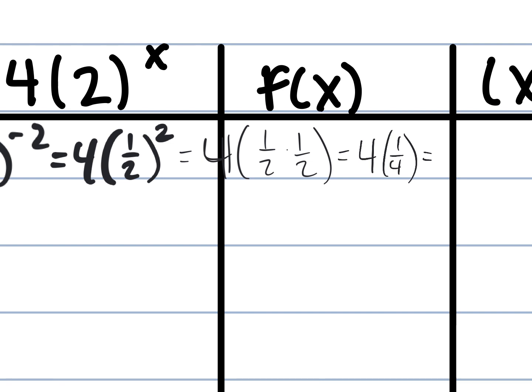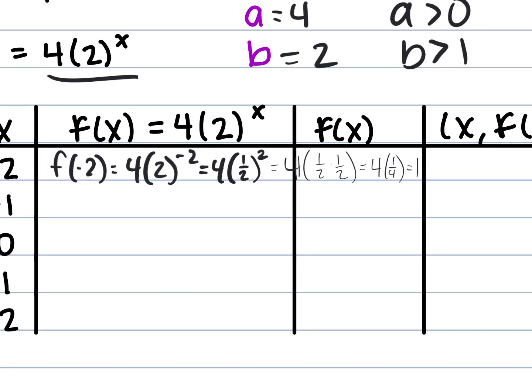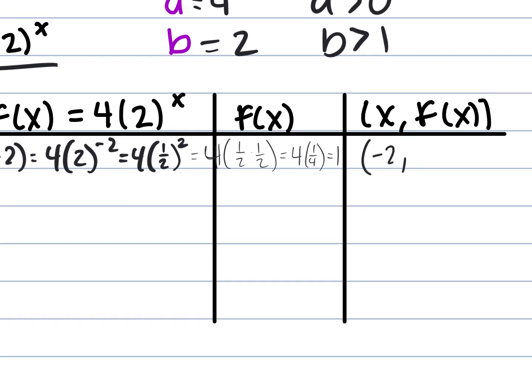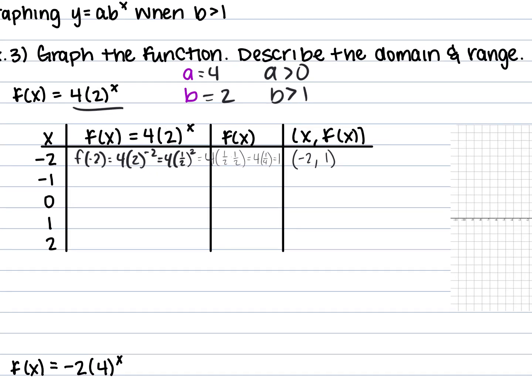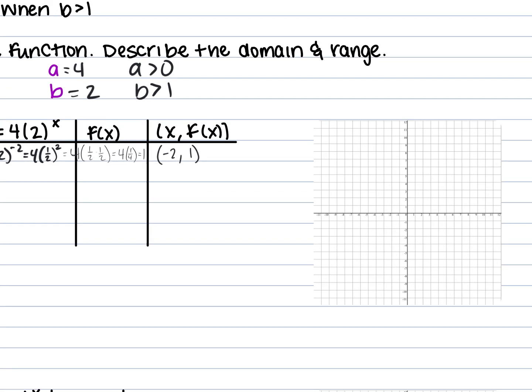What's 4 times 1/4? Very good. It's 1, because it's 4/4, which is 1. So what was my x value here? -2. And what was my y value? 1. Whoops, my bad. So my first point is at -2, 1.